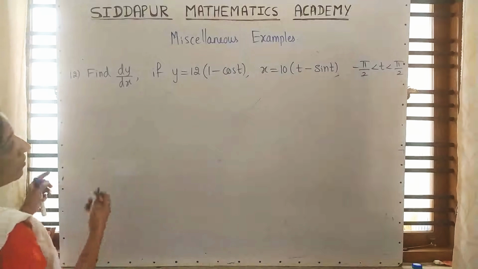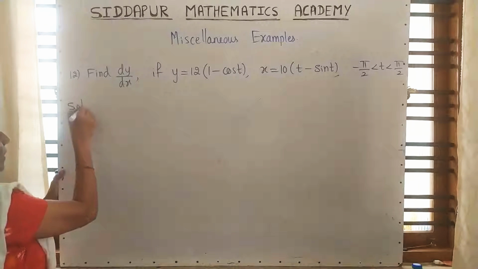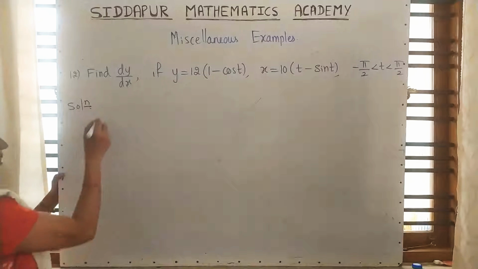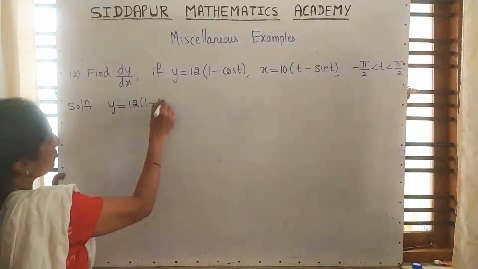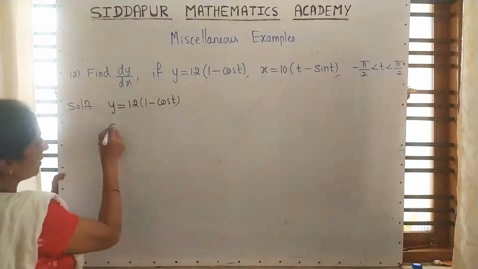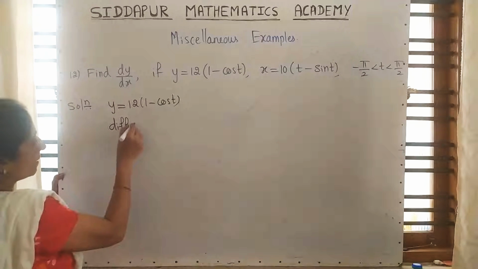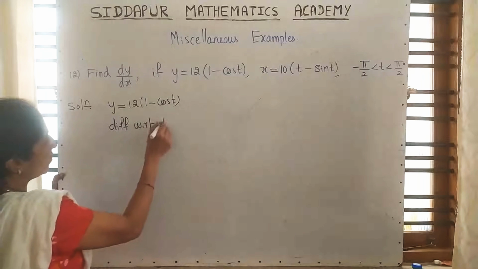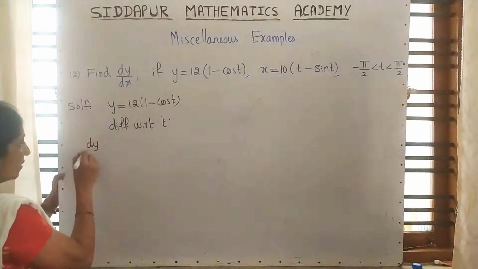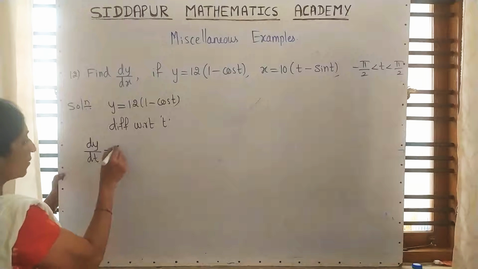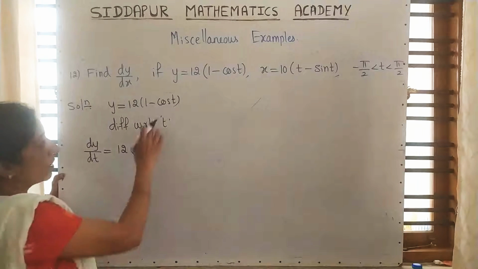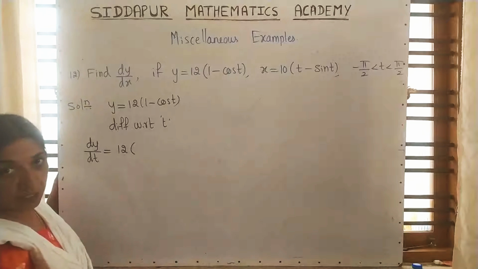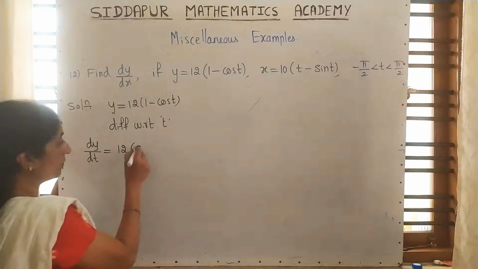And what is common in both x and y? t. We have to differentiate with respect to t. y is equal to 12 in the bracket 1 minus cos t. Differentiating with respect to t, dy upon dt is equal to 12 as it is. 1 is a constant, 0. Differentiation of cos t is minus sin t. Already minus is there, it becomes plus.